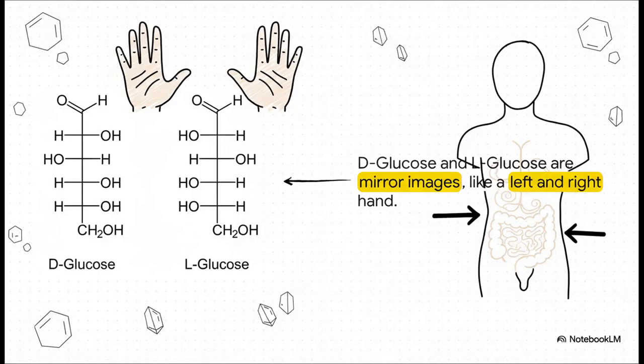This is the perfect example. Look at D-glucose and L-glucose. They are perfect mirror images. It's just like your left and right hands. They look the same, but you can't perfectly stack one on top of the other. And this might seem like a tiny detail, but in biology, it's a huge deal. Our bodies are built almost exclusively to recognize and use the D forms of sugars.